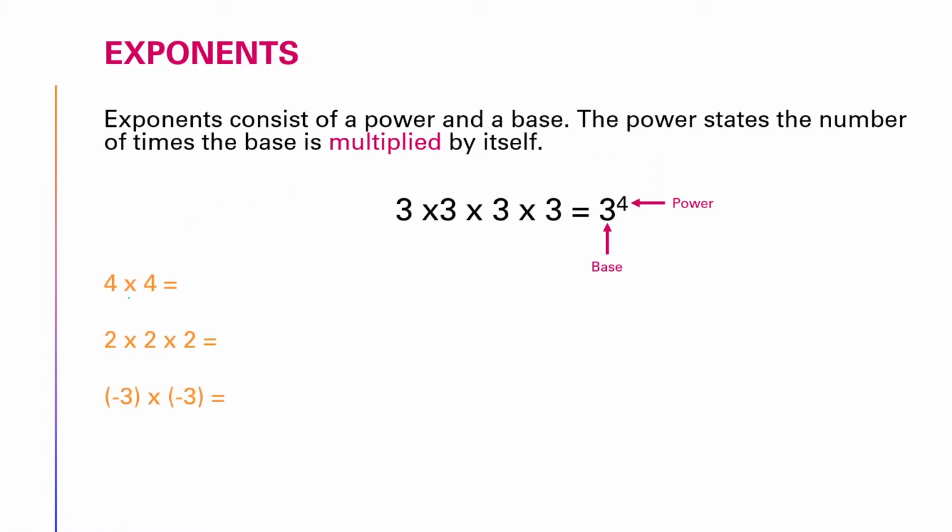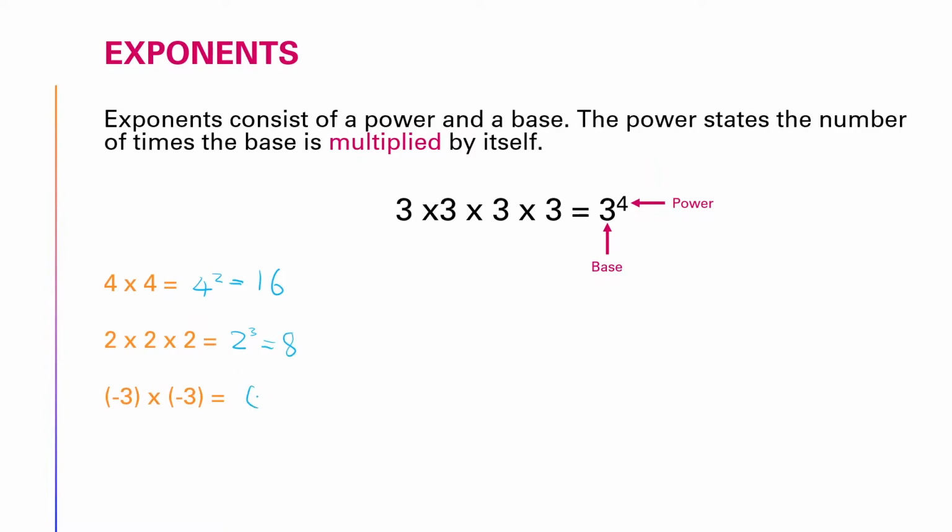Let's try some questions. 4 times 4 can be written as 4 to the power of 2, also called 4 squared. And 4 times 4 gives us 16. 2 times 2 times 2 can be written as 2 to the power of 3, also known as 2 cubed. 2 times 2 gives us 4, and 4 times 2 gives us 8.